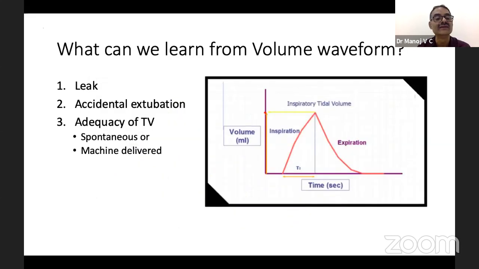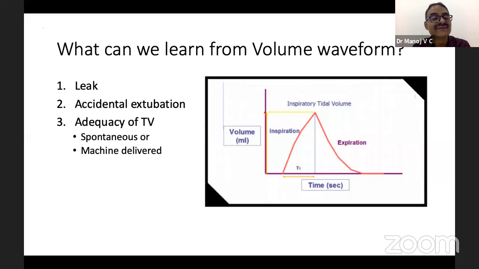It will tell you whether there is a leak or there is an accidental extubation, or more importantly, whether the tidal volume that you set is being delivered. Especially if you are not targeting tidal volume, then you should always be looking at the volume waveform. It will tell you the adequacy of tidal volume, whether it is a spontaneous breath or machine delivered. Also you will know, especially in SIMV, if all breaths are not supported.